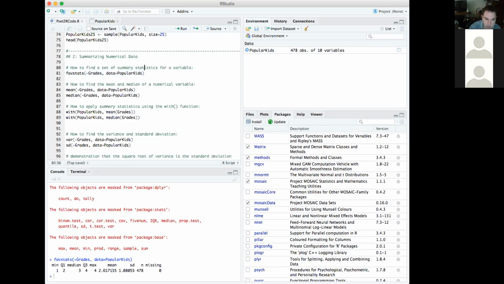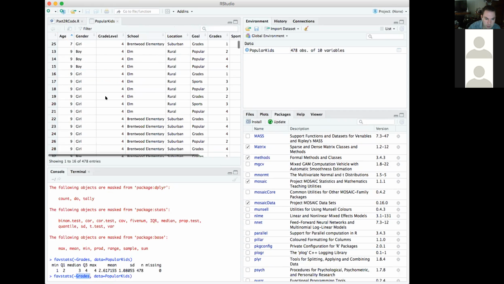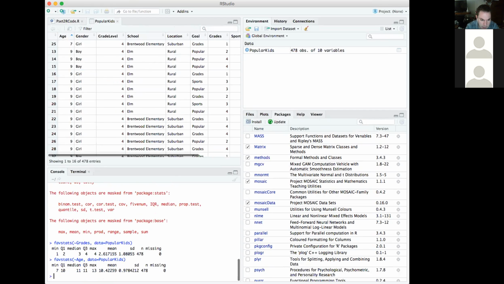And then if we wanted to look at a different variable, instead of grades, we could just change it to another variable. So say we were looking at the age and we wanted to know the summary statistics for the age. I can just write age instead of grades here, and I'll bring up the age distribution. So we see that the minimum is 7, the maximum is 13, like we said, the median is 11, the mean is 10.4, the standard deviation is a little less than 1. So that gives you an idea of both the center and the spread of this data.